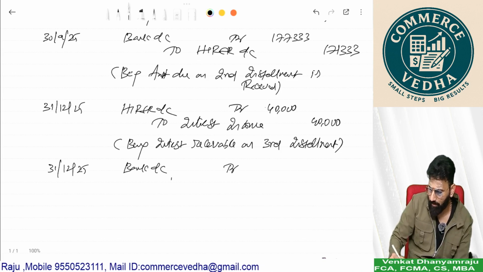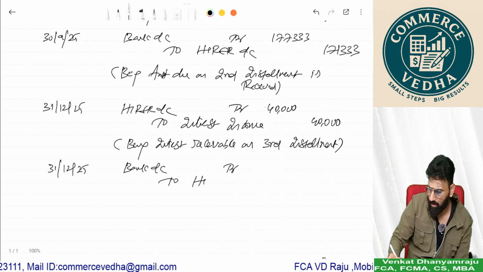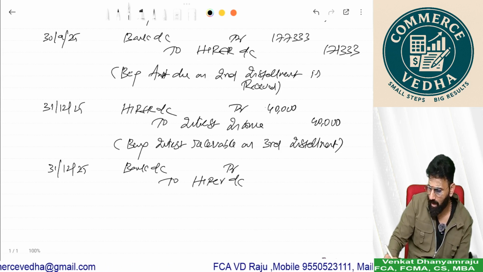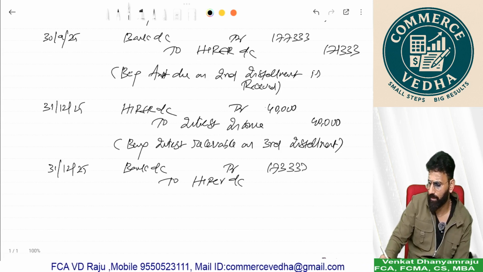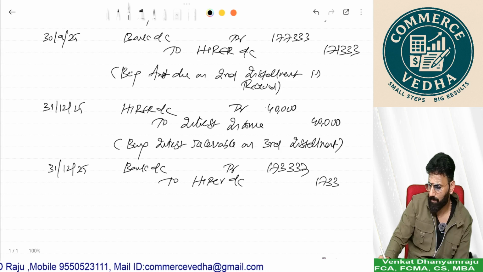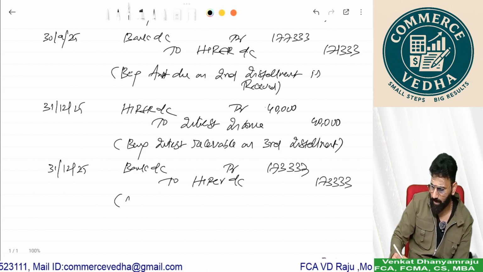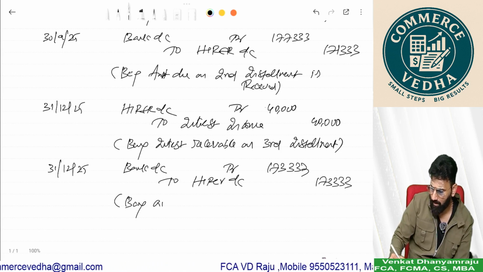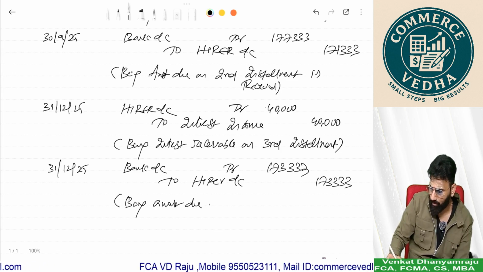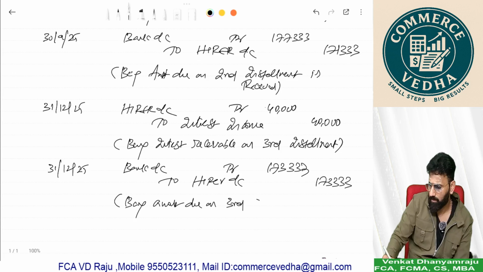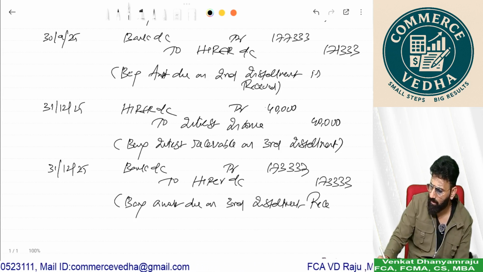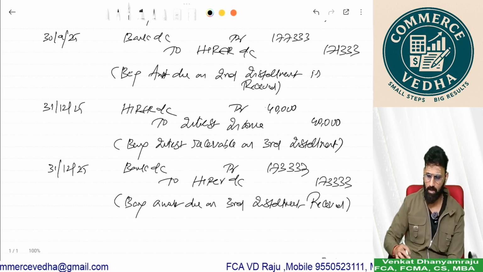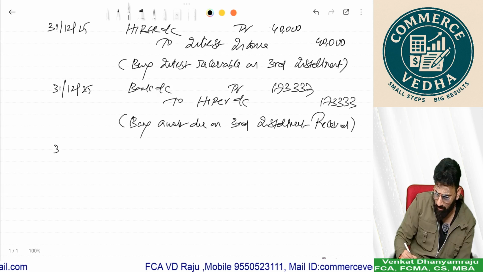bank account debit to hirer account, which is 173,333. What will you write? Being amount due on third installment received. And finally, the fourth installment.